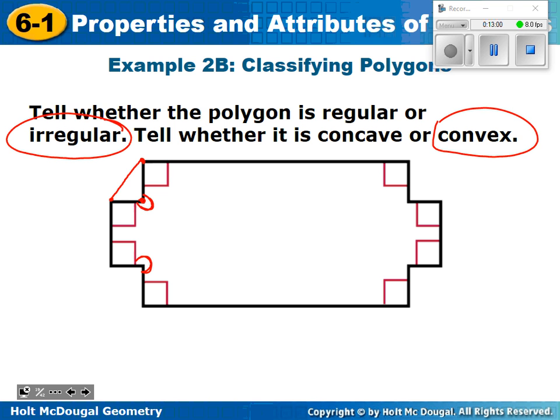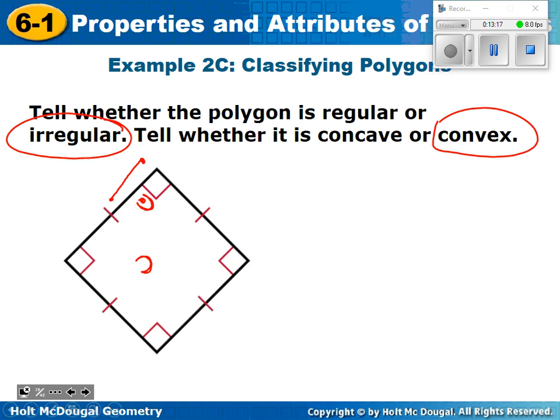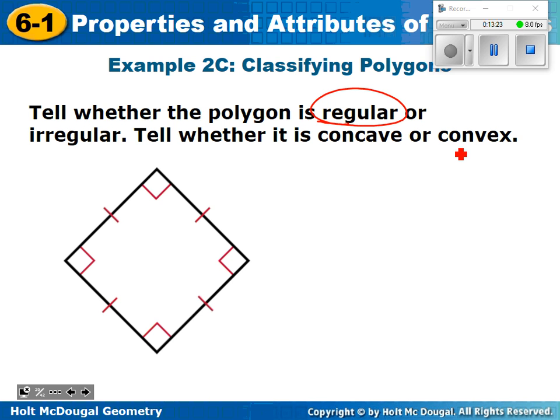For it to be regular, would it ever be able to be concave? No. If it's regular, it has to be convex. There is no way it can be concave and be regular. All the angles and all the sides would not be the same. All right, so regular, irregular. Regular, concave, or convex? Convex. And again, if it's regular, it has to be convex. It cannot be concave.